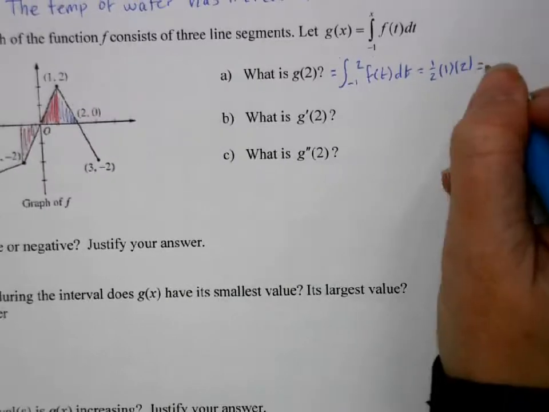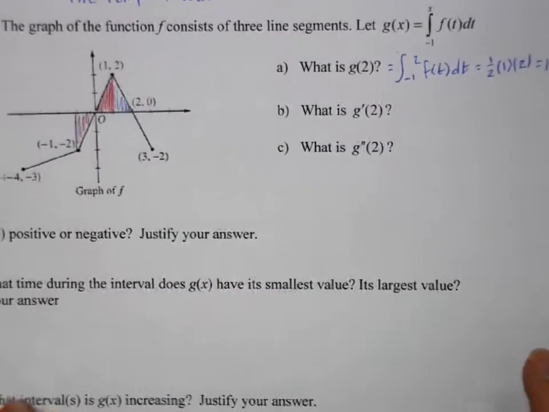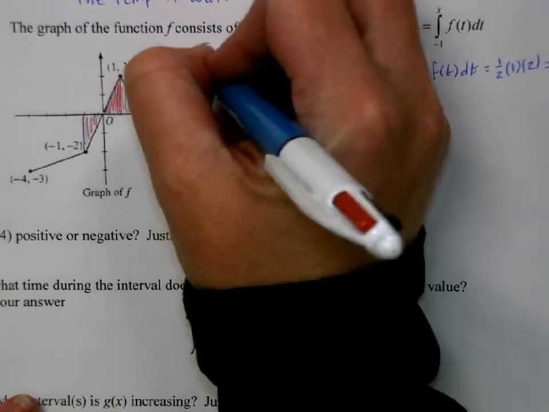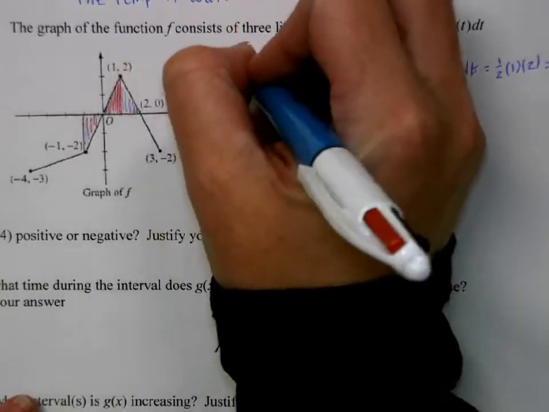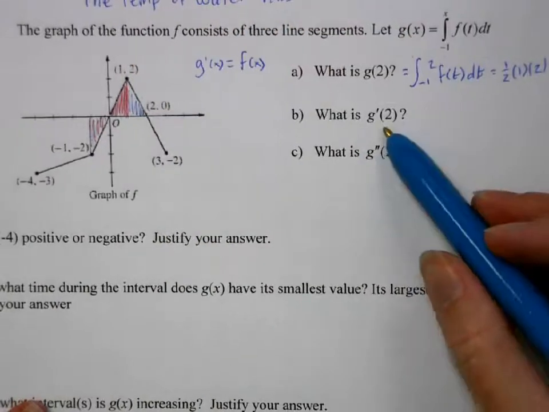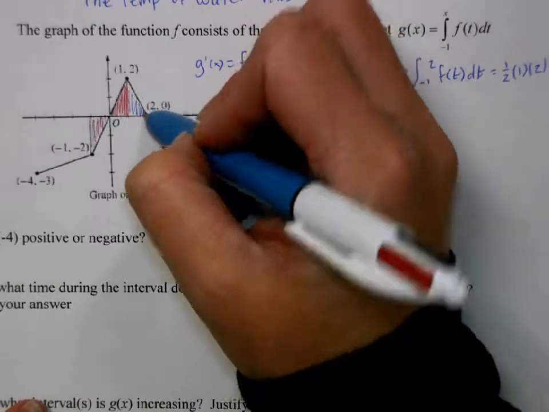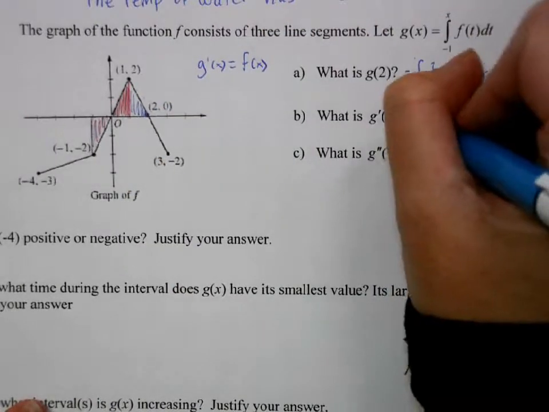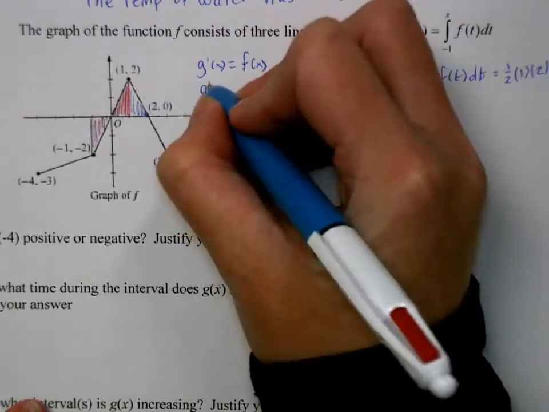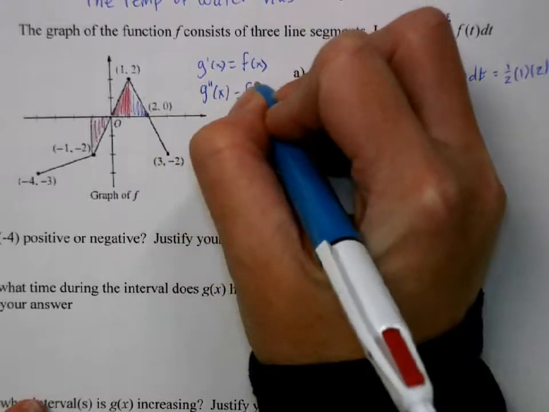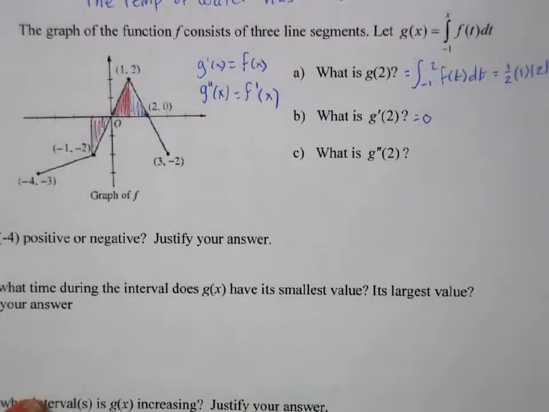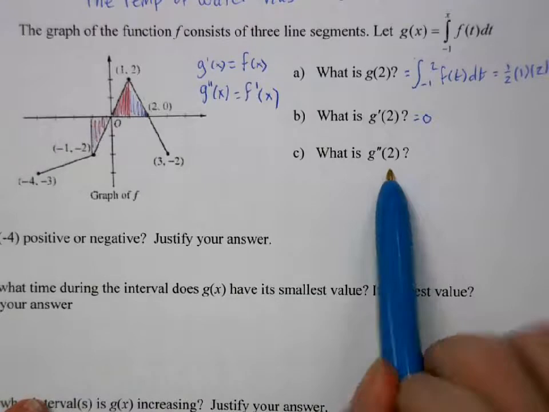G prime of 2, well, g prime of x is f of x, so g prime of 2 is going to be 0. The second derivative is going to be the derivative of the graph we have. So it's going to be the slope at 2, which is going to be -2.